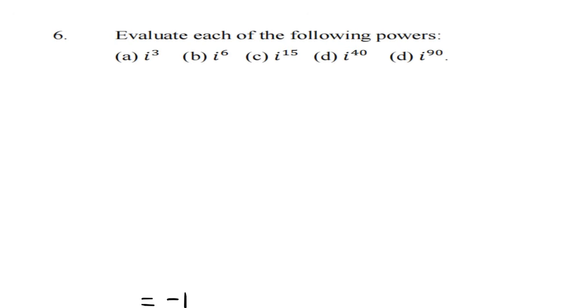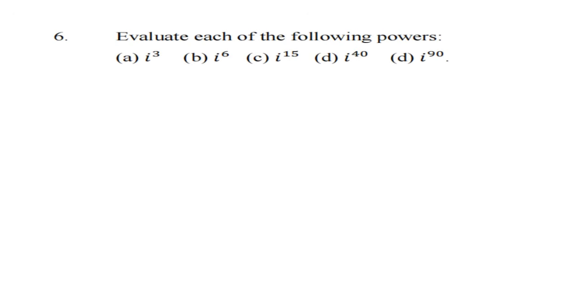Then let's solve 6. Evaluate each of the following powers. Okay, so these are complex numbers. Now what you should understand is that the square root of a negative number is a complex number. So if I've got the square root of -1, or if I say the square root of -2, that is still a complex number. As long as it's a negative there, it will be a complex number. Now the square root of -1 is equal to I, when it comes to complex numbers.